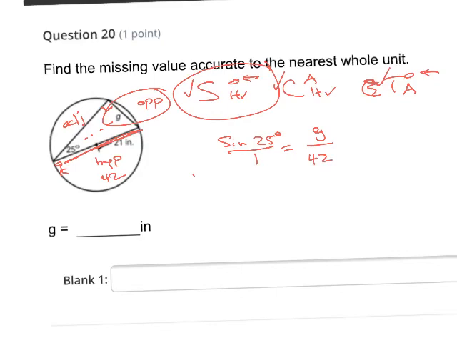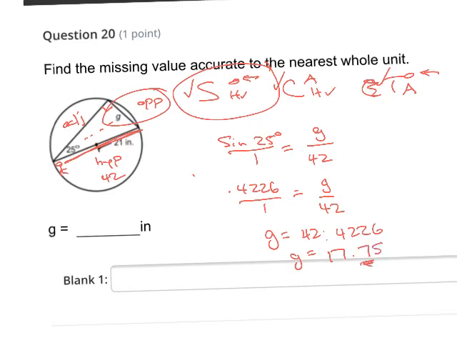Next step, turn sine of 25 into its decimal value, 0.4226 over 1 equals g over 42, and then we cross multiply to solve. 42 times 0.4226 and g equals 17.75. Okay, they want us to go to the nearest whole unit, so we've got a 7 here. That's going to round up the 17 to an 18.